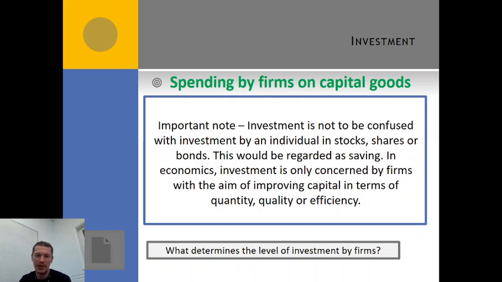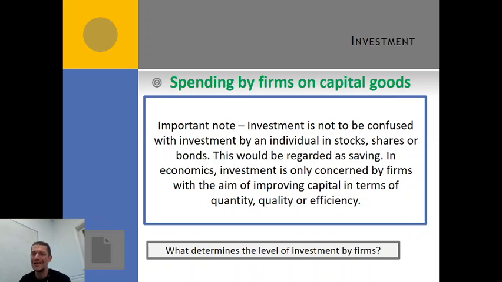Important point to note, and I did mention this morning, investment is not to be confused with an investment by an individual in stocks, shares, bonds, hedge funds, whatever you want to call it. This will be regarded as saving, or it could be regarded as consumption by a person of a financial product.